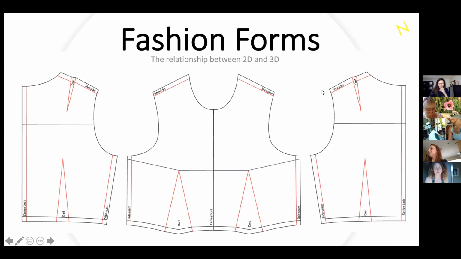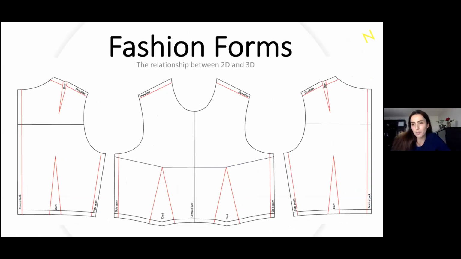So if we then take a step forward, if we think about what you've actually done so far, by completing this simple exercise, you've essentially started to explore the relationship between 2D and 3D. And the reason I say that is because you've used darts to transform a flat piece of paper into a 3D outcome.